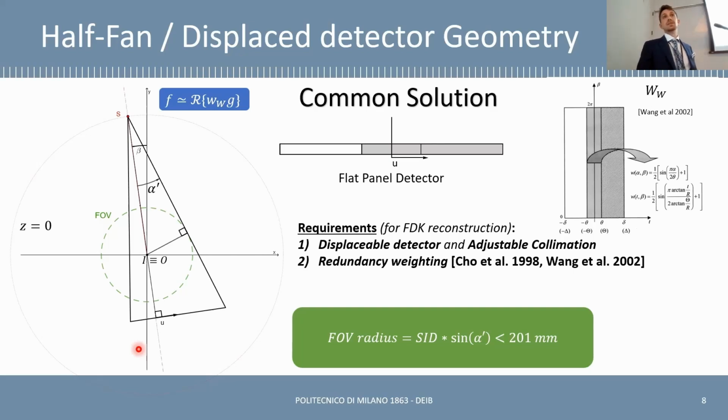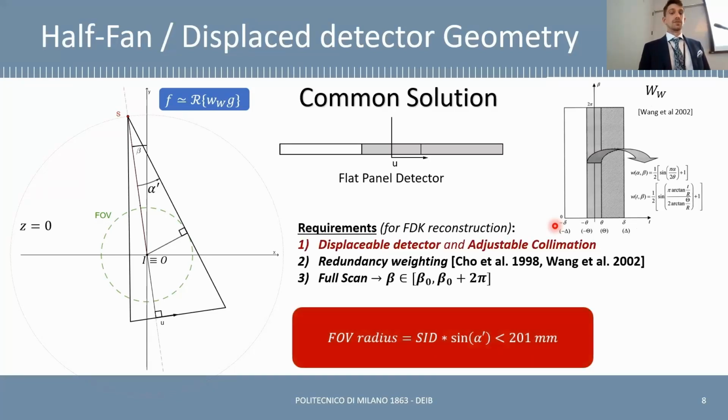Given that we also need a redundancy weighting map, which was already described in literature by To and Wang. Here we have a map of these. It's very similar to the short scan weighting concept, just handling the offset detector condition. And you also need a full scan, so 360-degree rotation, to be able to reconstruct this analytically. And so we don't have a displaced detector, we don't have an adjustable collimation, and we don't have a full scan. So how do we solve this?